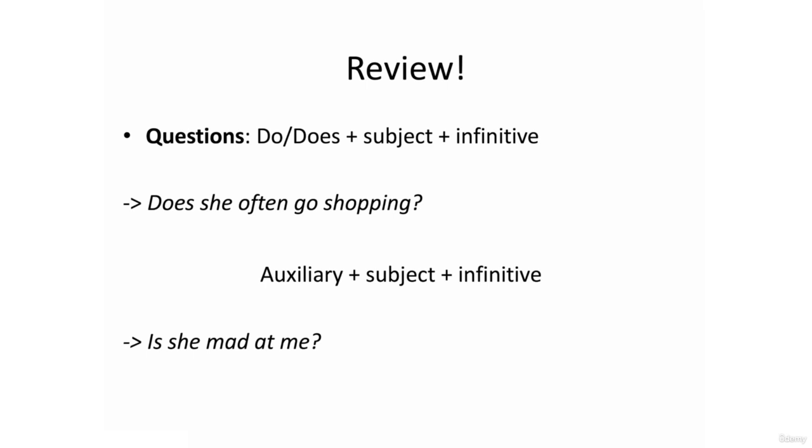To form questions in the present simple, we can use the auxiliary verbs do and does with the subject and infinitive verb. For example, does she often go shopping? If a sentence already has an existing auxiliary verb, we simply place the auxiliary before the subject. We do not use do and does. For example, is she mad at me?